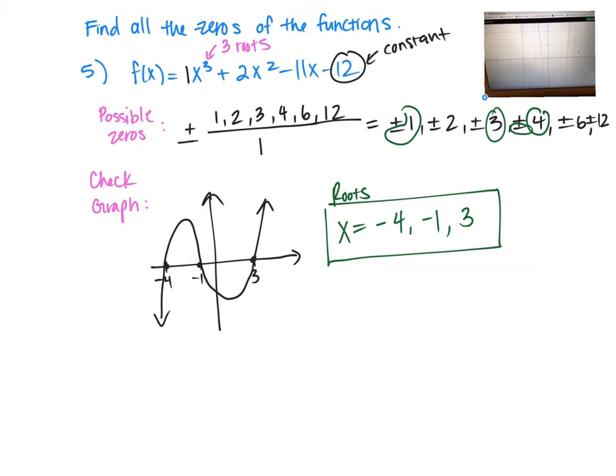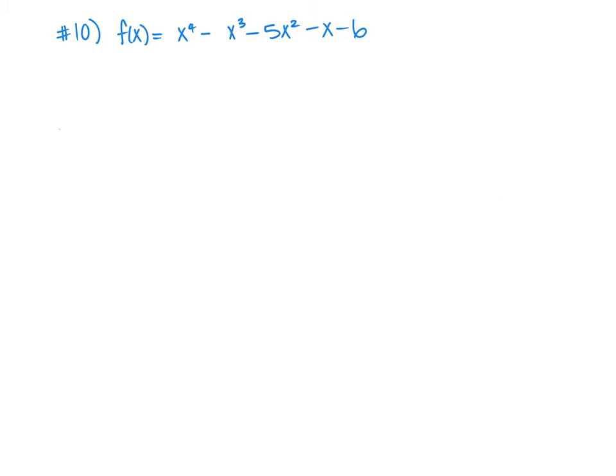All right, so let's try out number 10 together. So this one's number 10, and like I said before, you're going to be solving it out and finding all the zeros. So always just double check how many roots you're going to find. So the degree of the function, or the highest power here, is 4. So I know that I should be looking for 4 roots. So in this case, I know that I should be getting 4 answers.